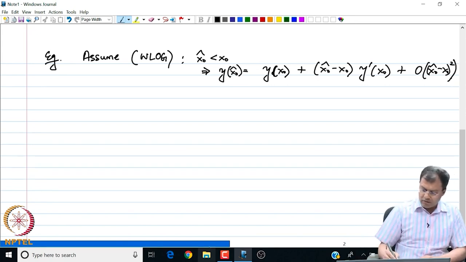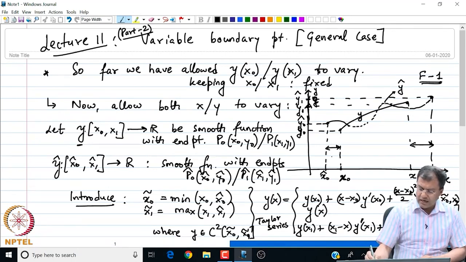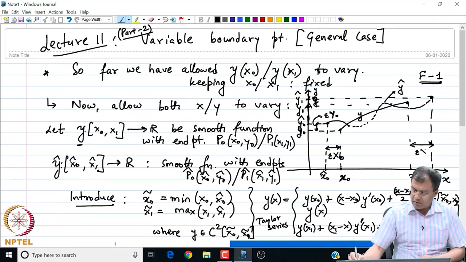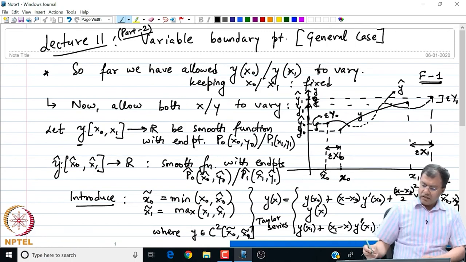Now, suppose we also say that the perturbation is such that it is only marginal, in the sense that the distance between x naught hat and x naught is epsilon times capital X naught. So, this is of the order of epsilon. Similarly, this particular distance is of the order of epsilon times capital Y naught. So, the perturbation is linear order. Similarly, this is order epsilon capital X 1, and this particular perturbation is epsilon capital Y 1. So, these are my assumptions.